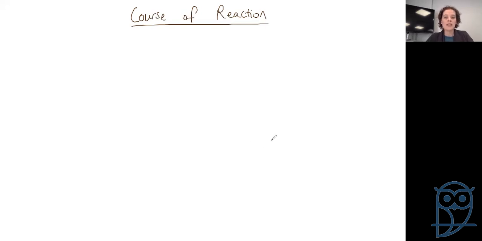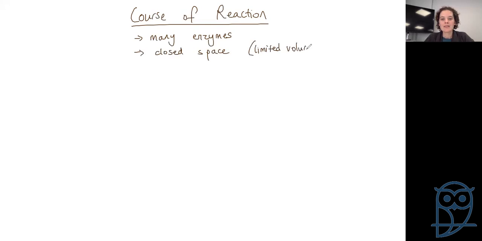So the course of an enzyme reaction. What we're talking about here is many enzymes. Okay, so there's a few other things to bear in mind. We're talking about many enzymes now, not just one. We're talking about a closed space, so a limited volume, for example. We're talking in terms of test tubes and beakers.